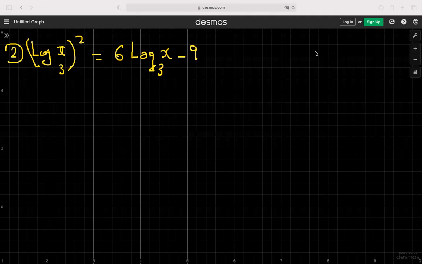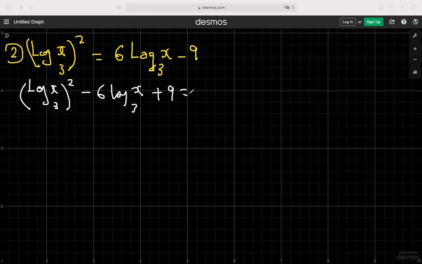So here's another log question. With this one here, the first thing you need to do is just move everything to the left side. So you'll have log base 3 of x squared minus 6 log base 3 of x plus 9 equals 0. Since both of these bases are the same, you just clear that a little bit. If you look at this deeper, you'll see this is a quadratic, because this is like this squared, and this is the same thing, minus 6 times log base 3 of x, plus 9.